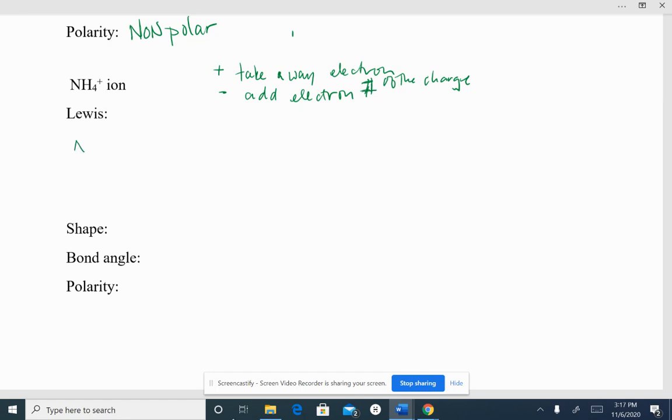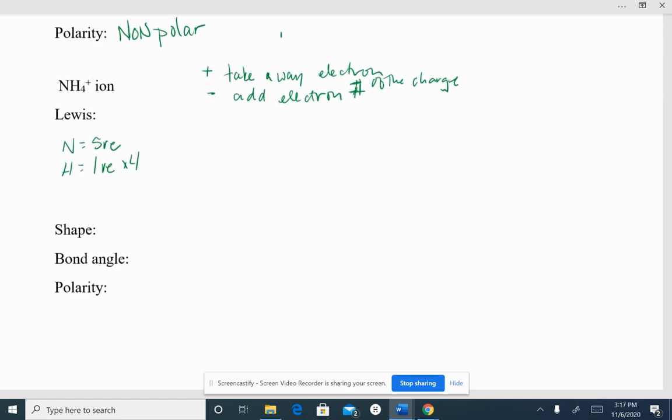So nitrogen has 5 valence electrons. Hydrogen has 1 valence electron, and I've got 4 of them, right? But I've got this positive 1 charge. So I'm going to take away 1 electron. So 5 plus 4 is 9, minus 1 gives me 8 valence electrons that I'm going to place.